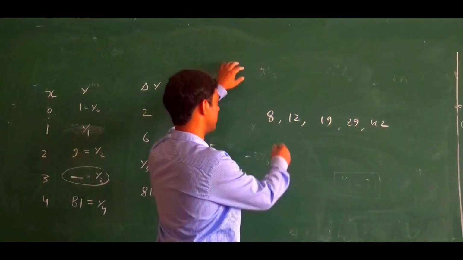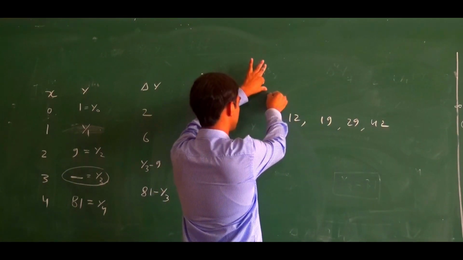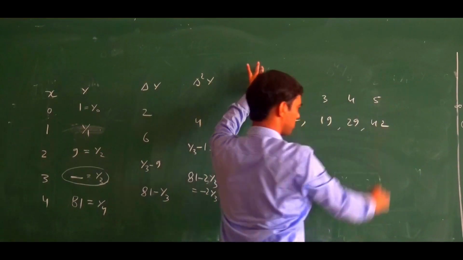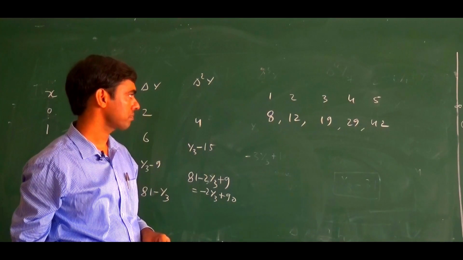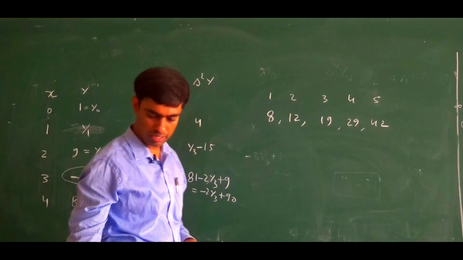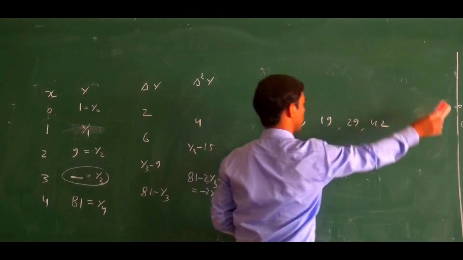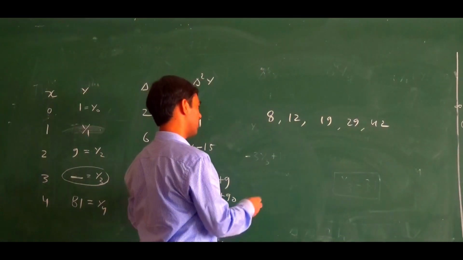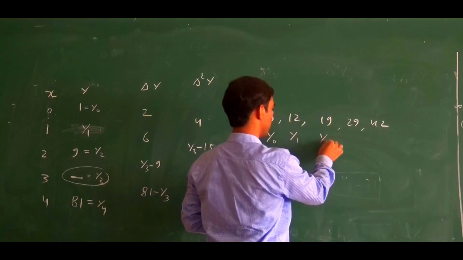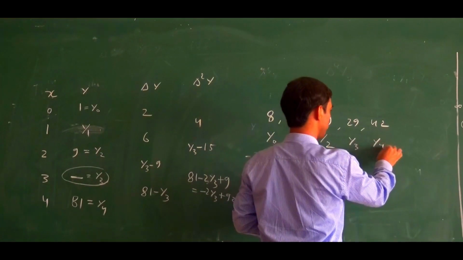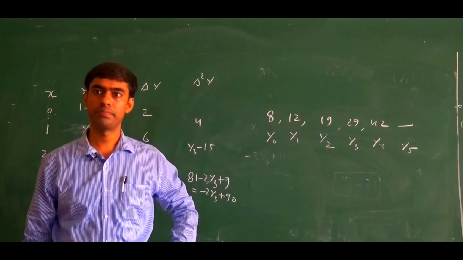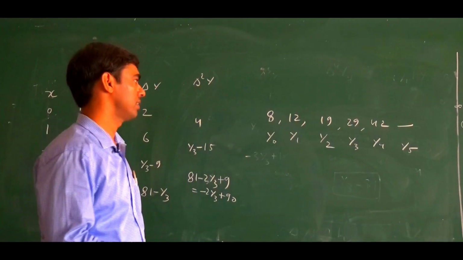Obviously, if this sequence is given, this one corresponds to 1, this one corresponds to 2, this one to 3, this one to 4, this one to 5. So the next term is to be found. If we start from y0, y1, y2, y3, y4, y5, because our standard notation is x0, x1, x2, x3, so this one is y0, this one is y1, this one is y2, this one is y3, this one is y4. So the next term is y5.